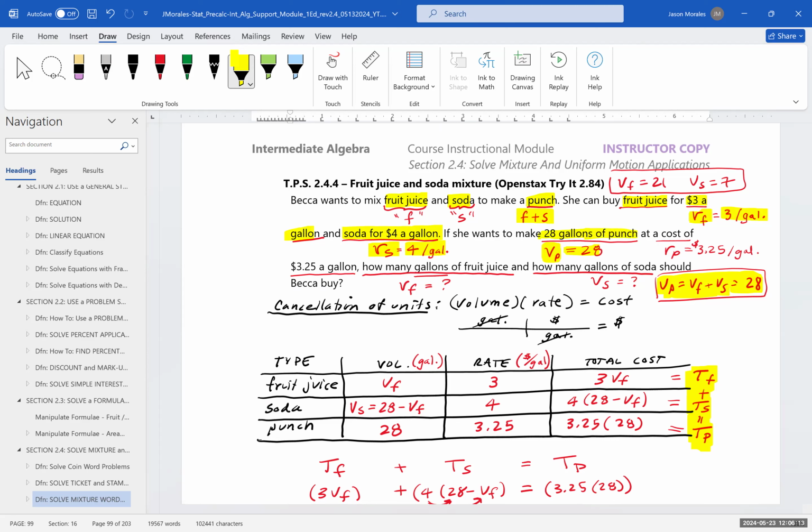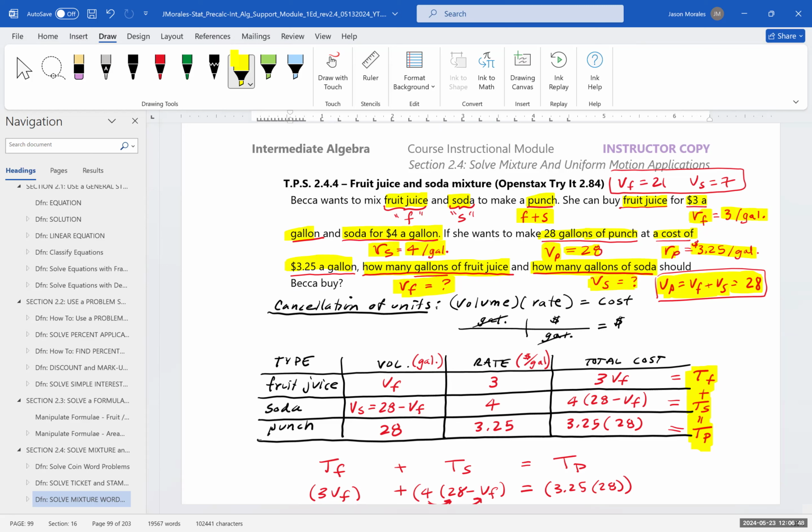All right, so the punch is going to be at a cost of $3.25 a gallon. So that's the rate of the punch, $3.25 a gallon. And this question is asking for how many gallons of fruit juice, so that's the volume of fruit juice, and how many gallons of soda, that's the volume of soda, should Becca buy? So the thing I want to point out here in this problem is we're dealing with volume, rate, and cost. So what should be the relationship between volume, rate, and cost, in this problem?